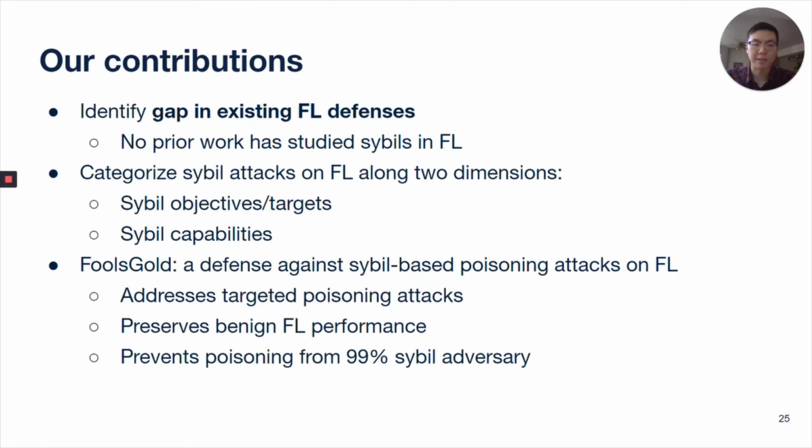This is done along 2 dimensions, the objective of the adversary when creating sybils, and the capabilities that each of these sybils may have. In the second half of this talk, we will discuss FoolsGold, a novel defense that we've designed against Sybil-based poisoning attacks on federated learning. FoolsGold specifically is aimed to defend against targeted poisoning attacks, and has the benefits of both preserving the performance of federated learning in a benign setting, as well as preventing poisoning from an increasing size of a Sybil adversary. We show in our work that even with 99% adversaries, FoolsGold can prevent a poisoning attack.